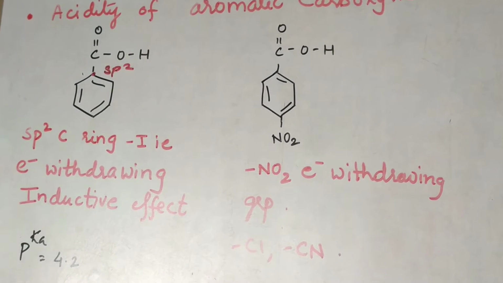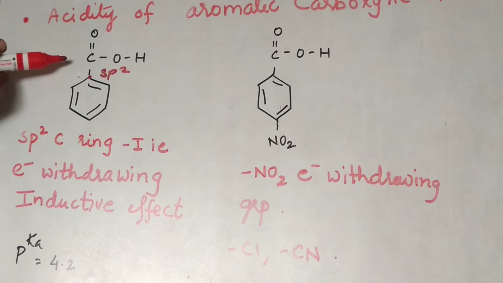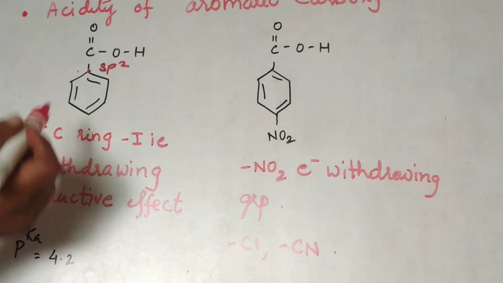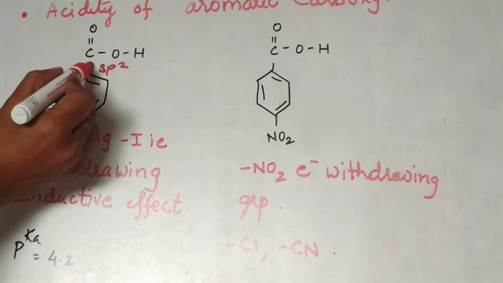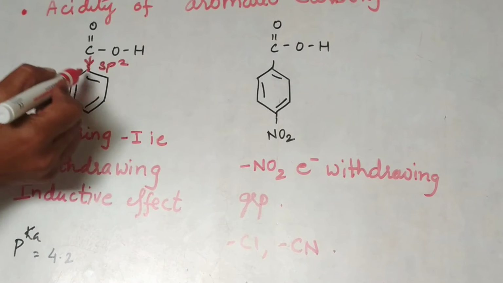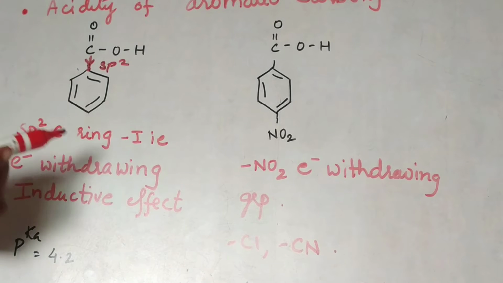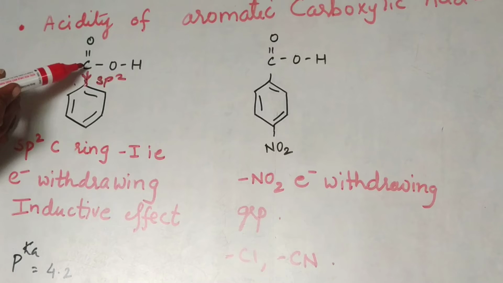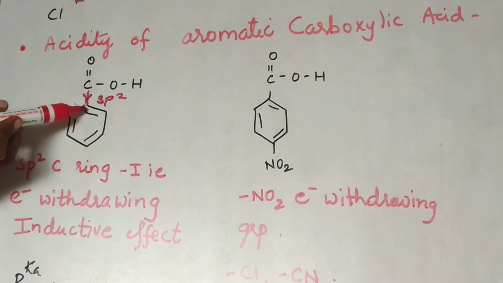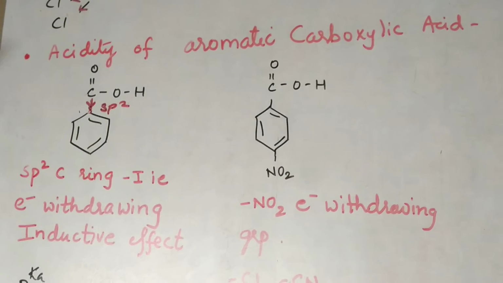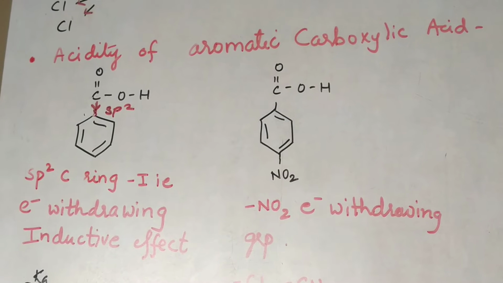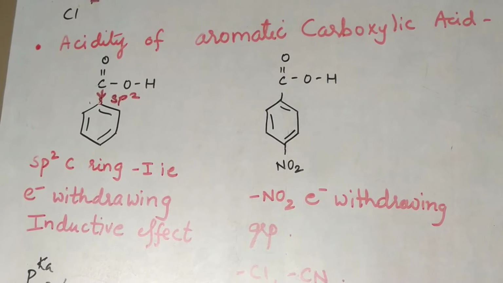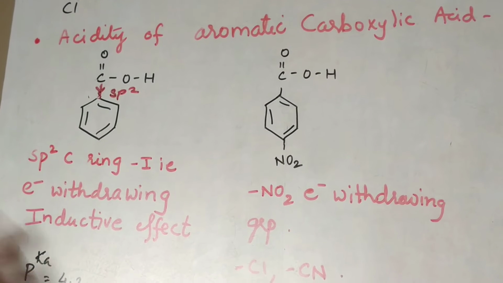So the carbon which is sp2 hybridized has minus I effect. That is electron withdrawing inductive effect here. This group is withdrawing electron here. The ring is pulling electron towards itself because this is sp2 hybridized carbon, the carbon that is present here. The ring has got more electron withdrawing inductive effect. Now, so it has got pKa value 4.2.